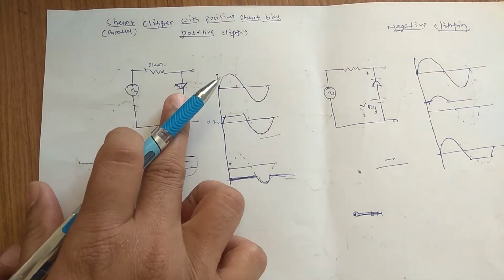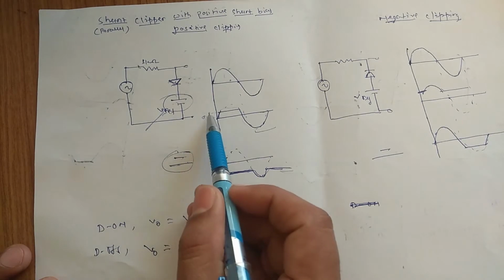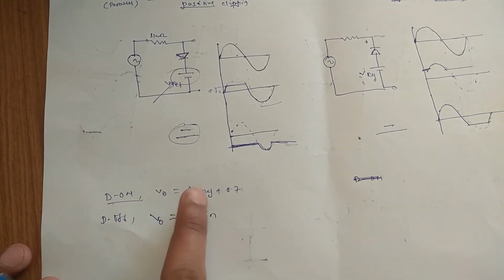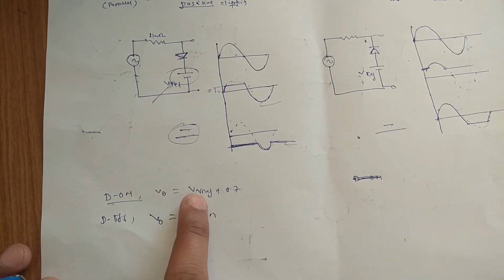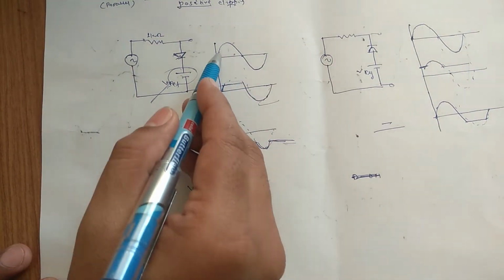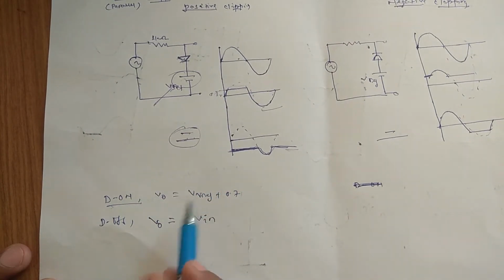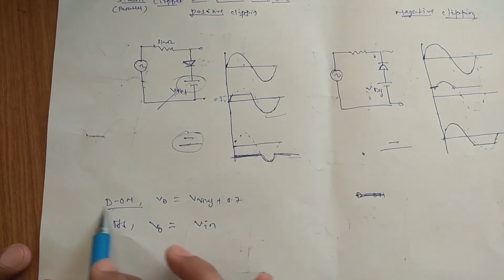Now if suppose there is no V reference over here, this is just like a positive clipping, except for 0.7. So when D is on, when there is 0 V reference, then the output will be 0.7. But I have included a V reference, so it is V reference plus 0.7. If it is positive, it is going to increase in this portion, and if this is negative, it is going to go down. If it is -5 minus 0.7, it is just going to come down. This is when D is on.